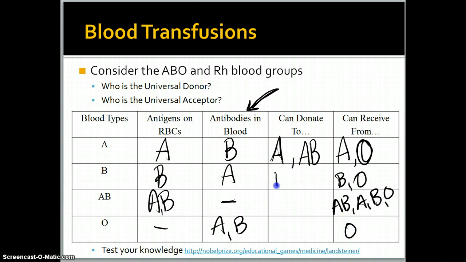Type B can donate to B. They can also donate to AB, okay, because AB has B antigens on the surface, so it won't interact with their lack of antibodies. Individuals with AB can donate only to AB. An individual with type O can donate to O, AB, A, and B. Okay. You can see that this individual is the universal donor.